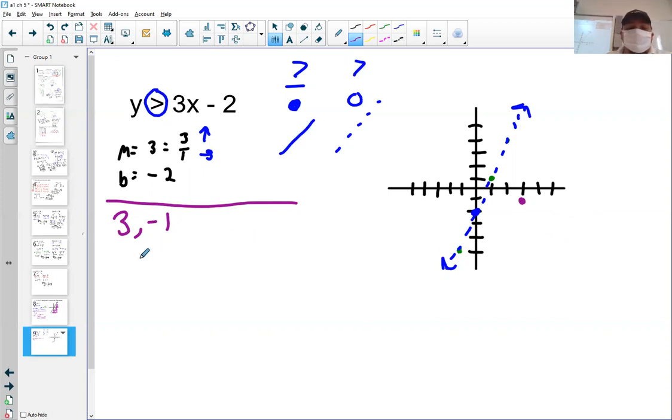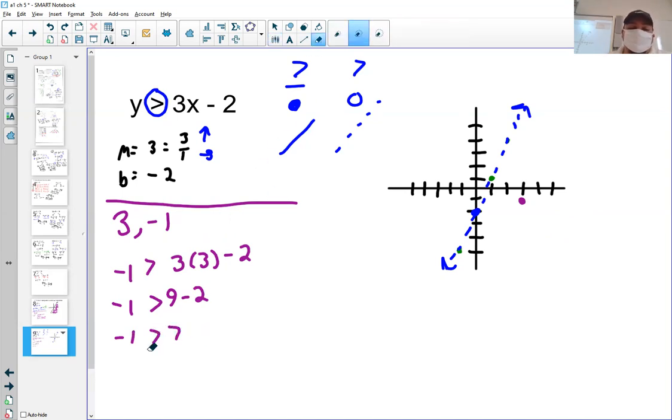So then I'm going to do -1 is greater than 3 times 3 minus 2. -1 is greater than 9 minus 2. -1 is greater than 7. I realize my greater than looks kind of like 7s. Is -1 greater than 7? No, false. So this statement here, -1 is greater than 7, is false.